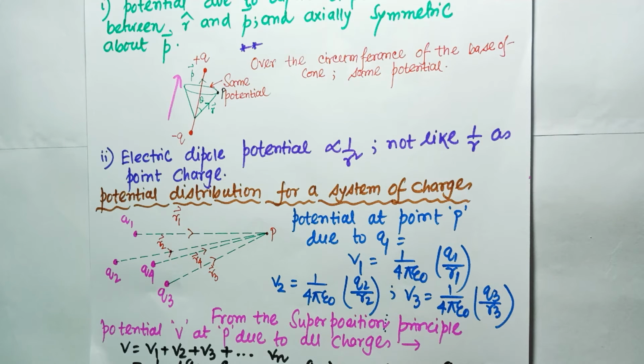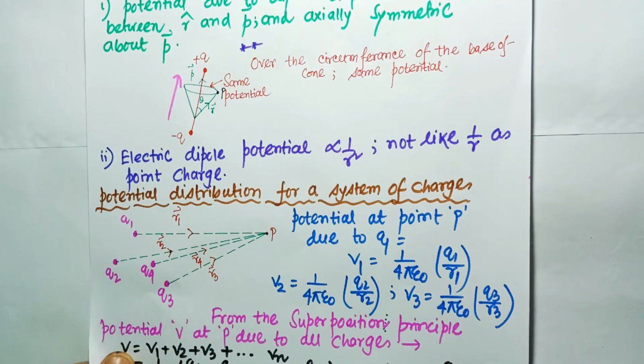Then for each element we need to find the individual potential, and then we can integrate to get the potential for the total charge configuration. So our next topic of discussion will be on the equipotential surfaces. So let's see what this is.